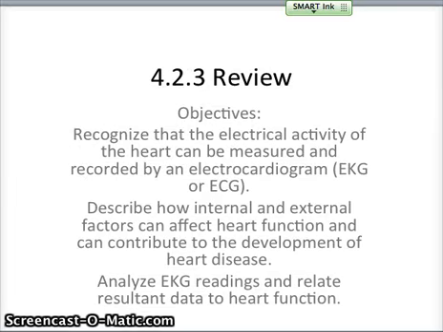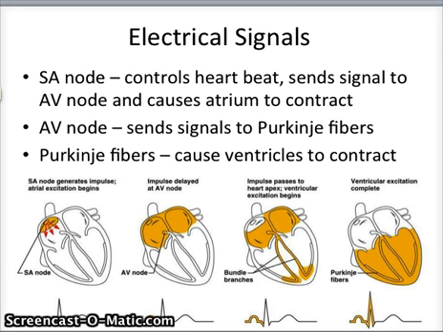Alright, so you guys had to learn about EKG, which is the electrical signals through the heart. So we're going to go through first how those electric signals move through the heart, and then we're going to talk about an EKG and the waves, and then we're going to talk about the problems that you can see from an EKG. So first, let's talk about the signals.